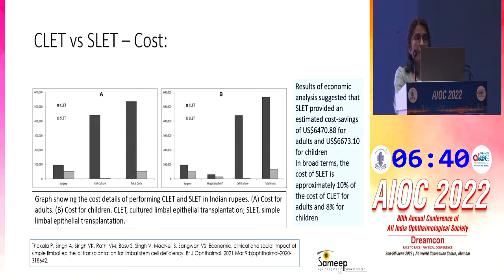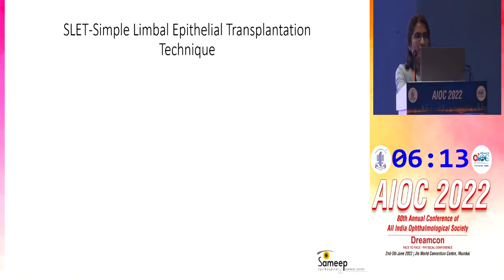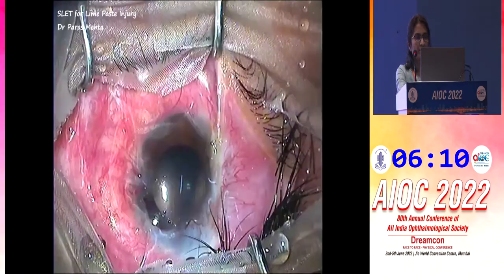People also compared the cost of cultivated limbal epithelial transplant and simple limbal epithelial transplant, and the results of the economic analysis suggested that SLET provides an estimated cost savings of almost US $6470.88 for adults and $6673.10 for children. In broad terms, if we translate that, the cost of SLET is approximately 10% of the cost of CLET for adults and 8% for children. So let's look at the technique.